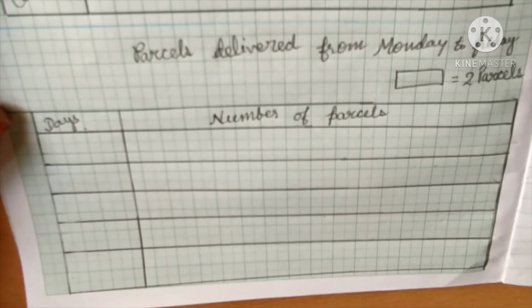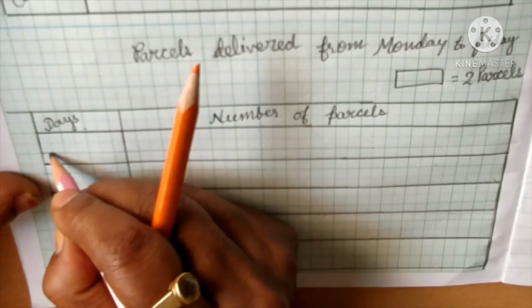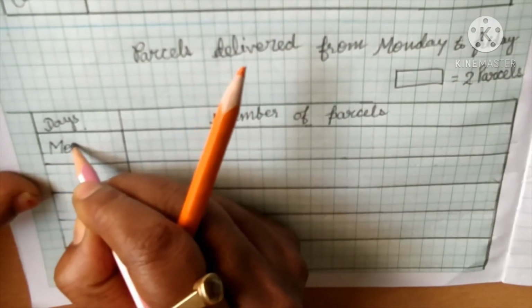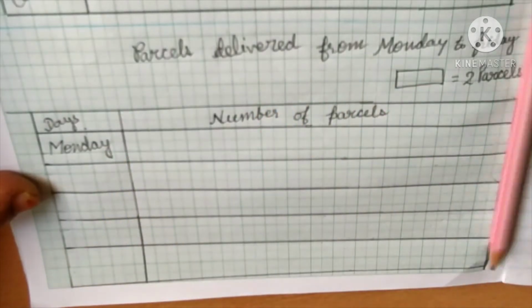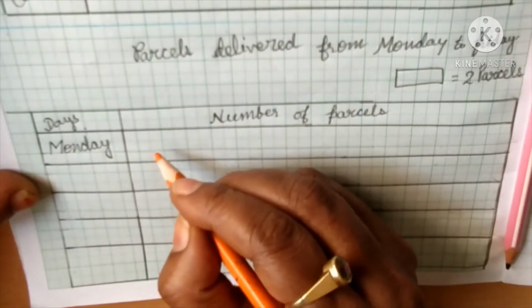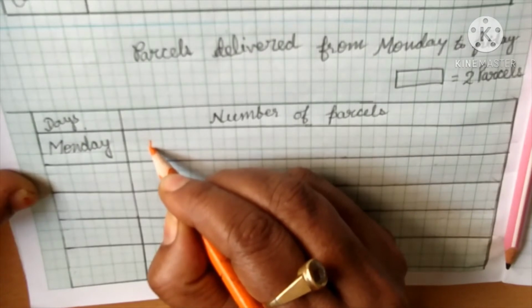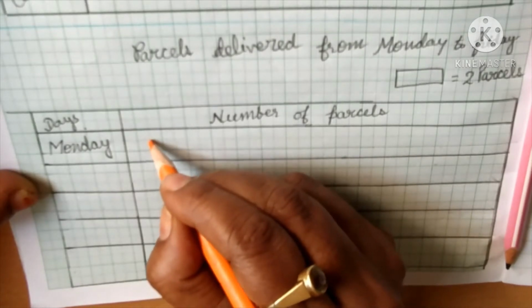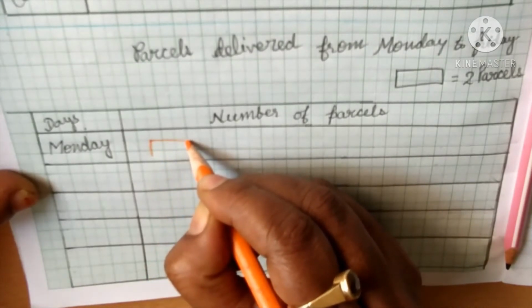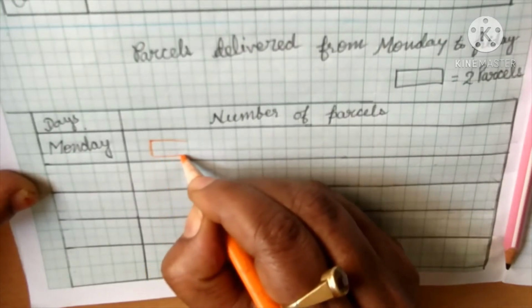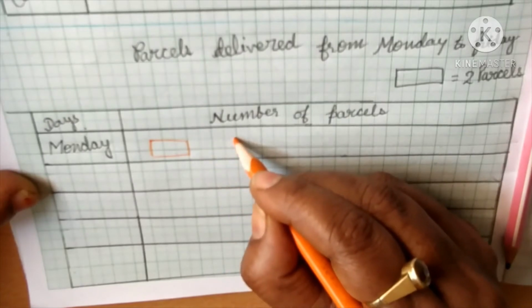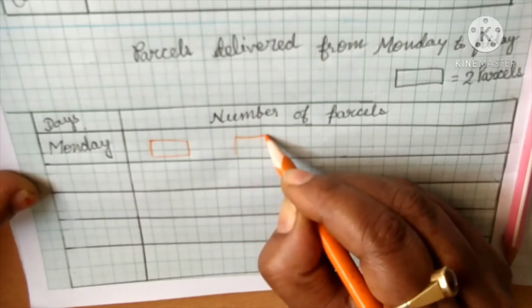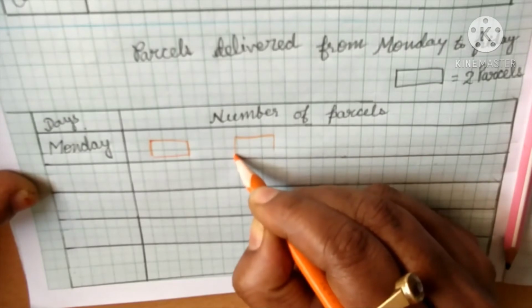I am using the color pencil to draw the parcels. The first one is Monday. Okay, how many parcels do we have to draw? We have to draw 4 parcels. So 4 parcels I am drawing here. One, leave one block and then start the second one. Size of the parcel should be the same.